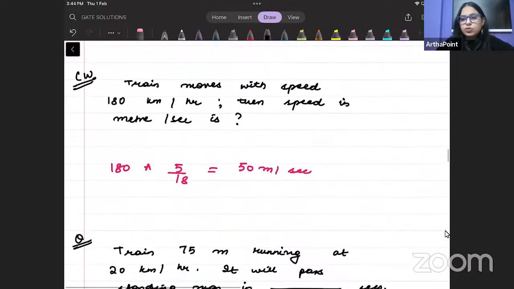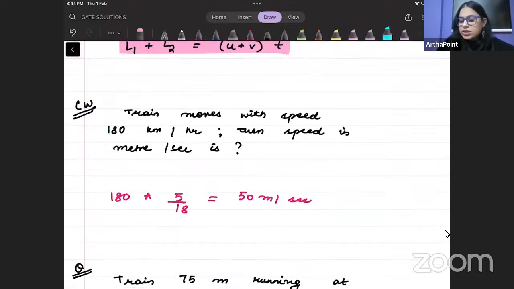Let us look into one of the questions first. This is a basic question. In this case, you must know how you can convert the speed which is given in kilometer per hour into meter per second. Sometimes in exam, we need some conversion, right? So we need to know how to convert.